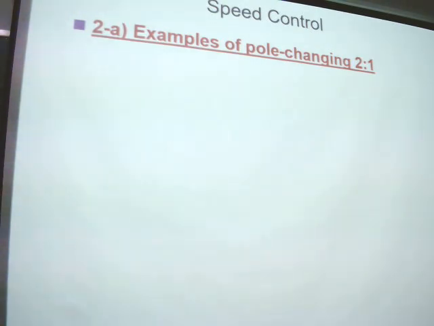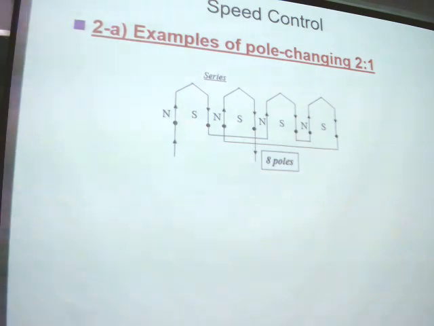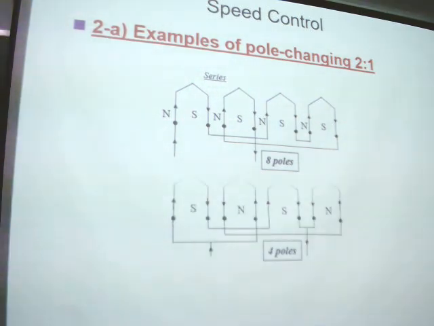So let's see how to change. First, how to change the poles. This is the figure. It shows the principle of how to change 8 poles to 4 poles. The connection between them is of the stator poles. The connection here is in series, but we change the connections to parallel with this method. So the poles are different. So here there are only 4 poles.